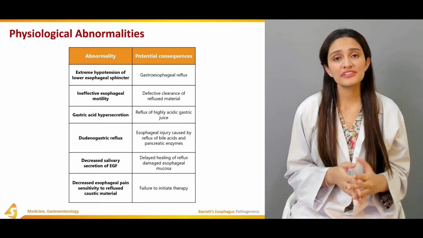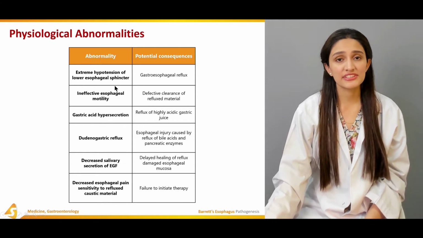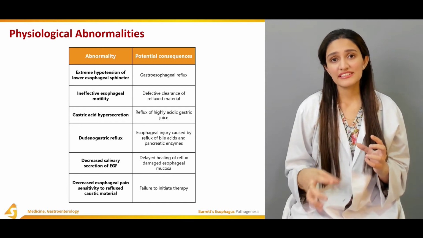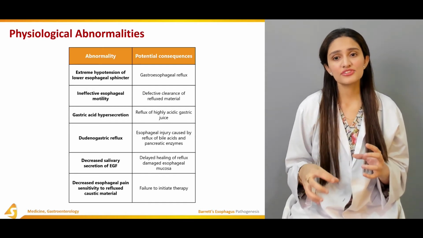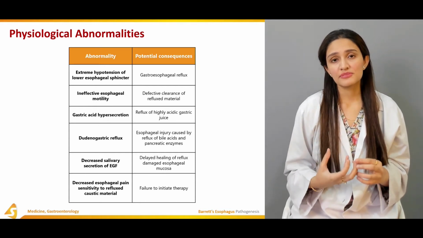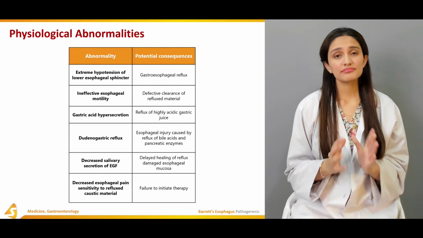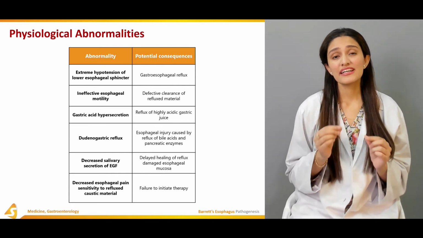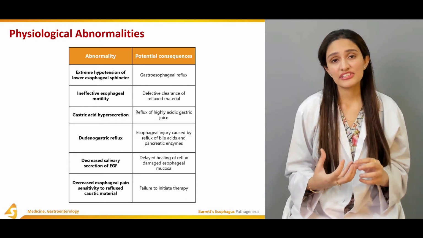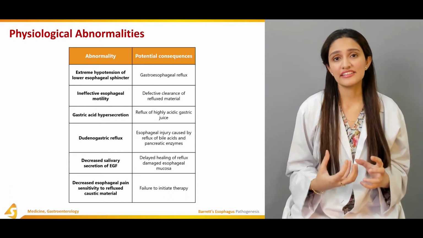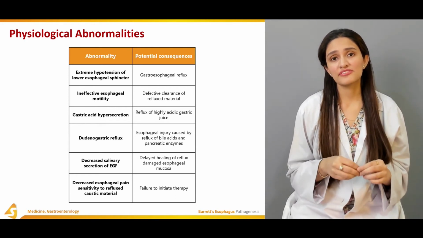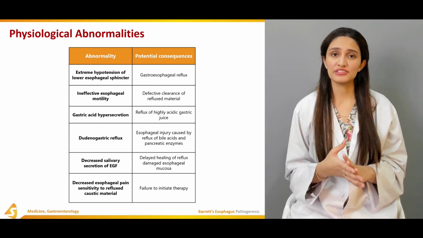The second important thing is the ineffective esophageal motility. This means that the clearance within the esophagus is defective. The defective clearance of the reflux material causes more injury to the mucosal surface of the esophagus. The third is the gastric acid secretion, which causes increased acid secretion and a reflux of highly acidic gastric juice, which resides for a longer time period within the esophagus and causes more mucosal injury to the esophagus.